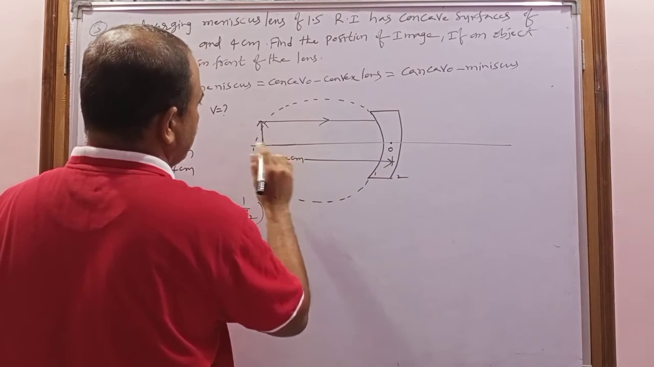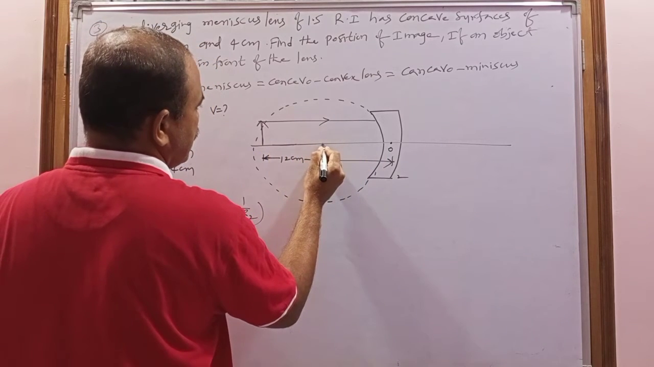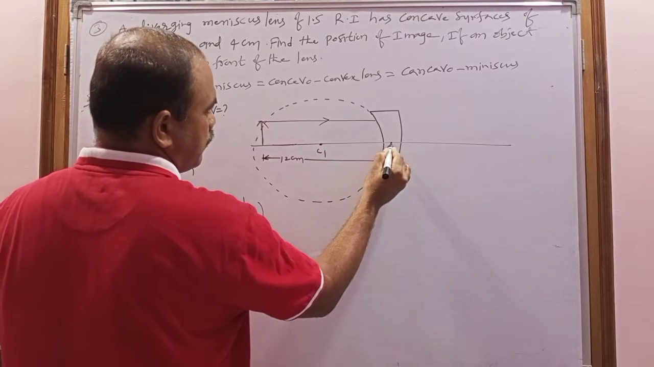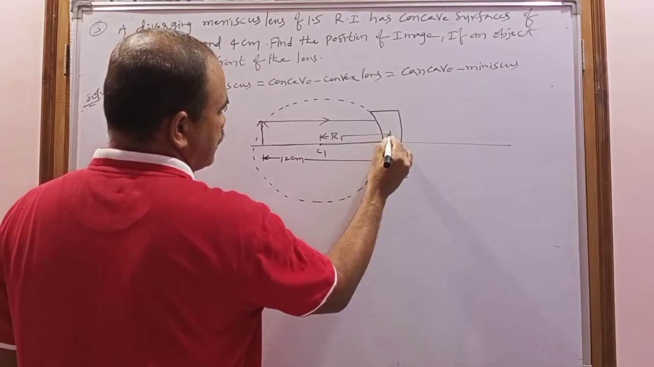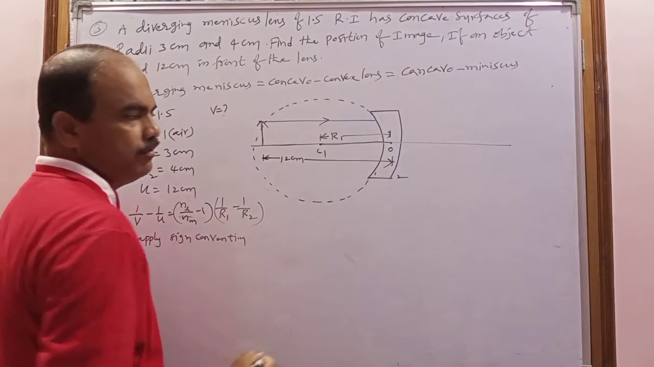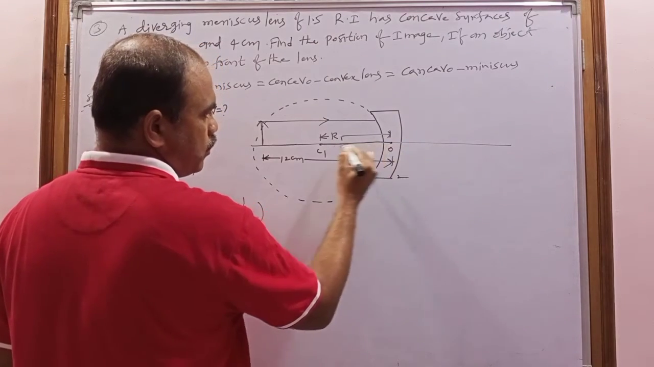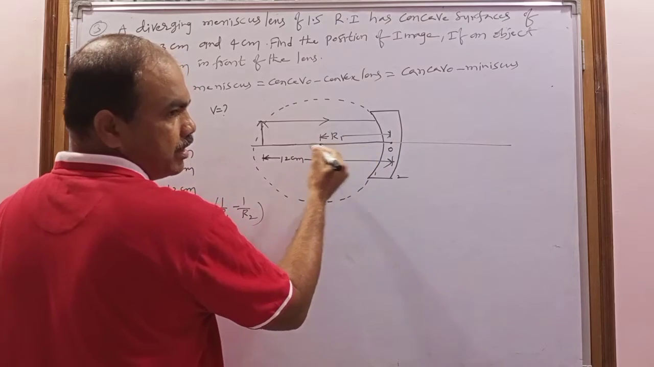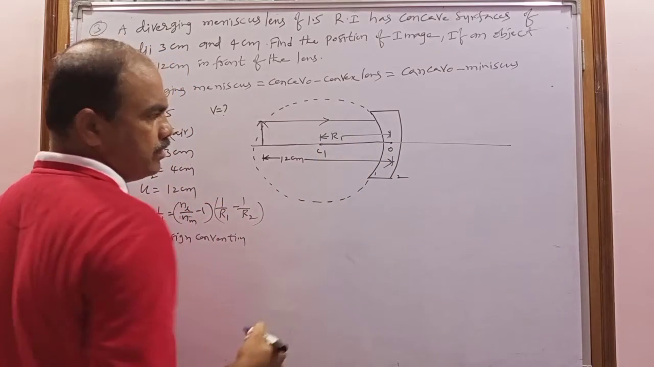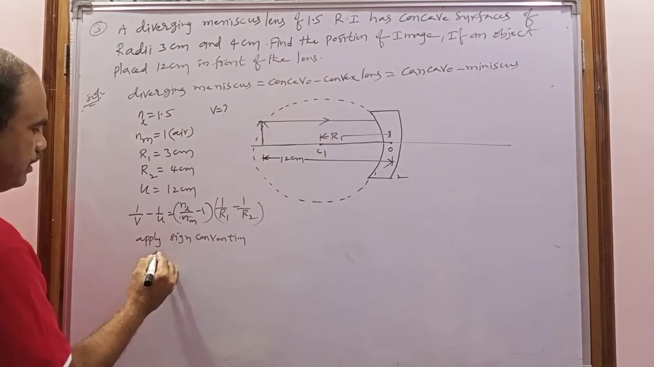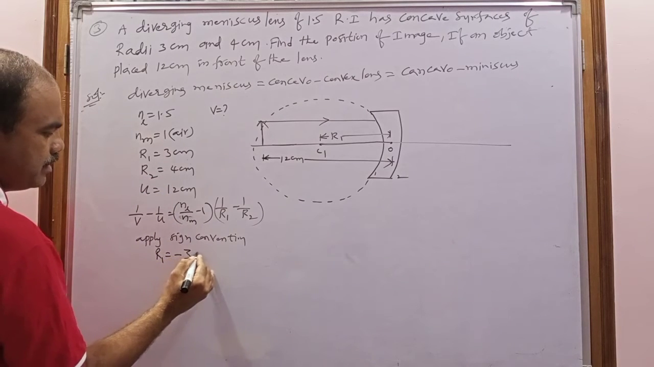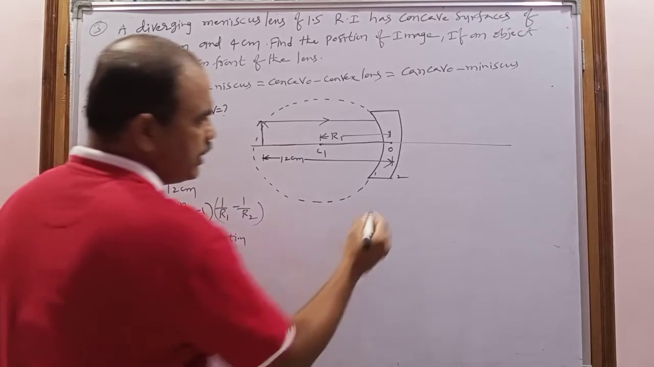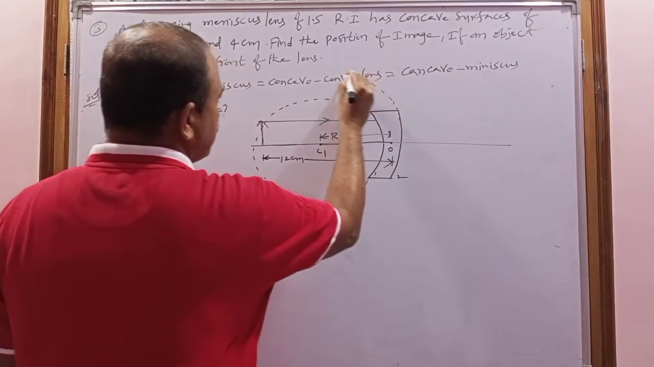The center of curvature for this surface is considered C1. The distance from the optic center to C1 is called R1. To measure R1, where do you have to start? From the optic center and move towards C1. Which direction are you moving? Opposite to the incident ray. So that's why R1 is negative. R1 is given as minus 3 centimeter.